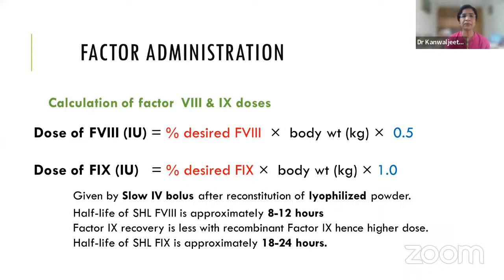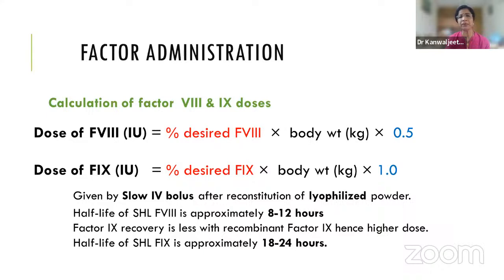Here, I want you to notice that recombinant factor 9 recovery is less as compared to the plasma derived. So here I am talking about plasma derived factor. With recombinant factor, the recovery is less. So we use a multiplication factor of 1.2 or 1.4 depending upon the product. Commonly we use 1.5.